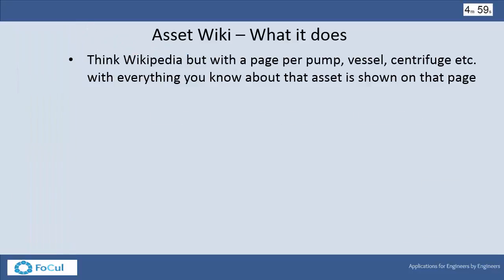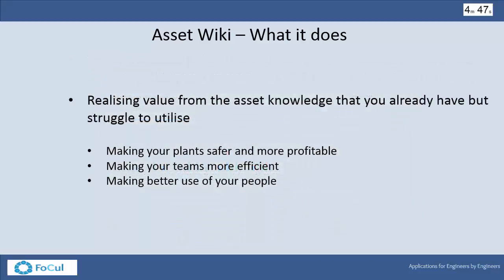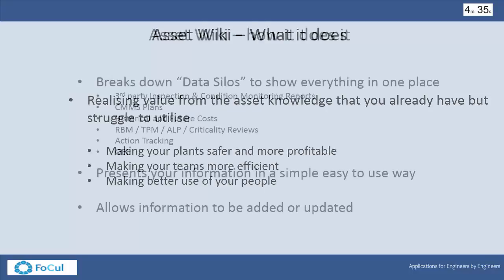So what is the Asset Wiki? Well, think of Wikipedia, but with a page per pump, vessel and centrifuge, and on that page you have all of the information that you know about that piece of equipment brought together into one place. Doing this allows you to realise the value of the asset knowledge that you already have but you're struggling to utilise, and this makes your plant safer and more profitable, makes your teams more efficient, and allows you to make better use of your people.